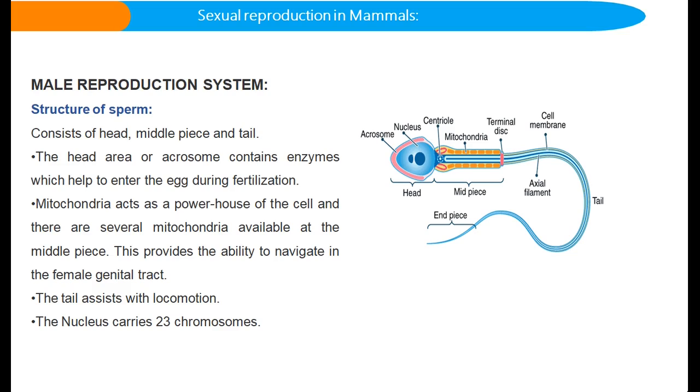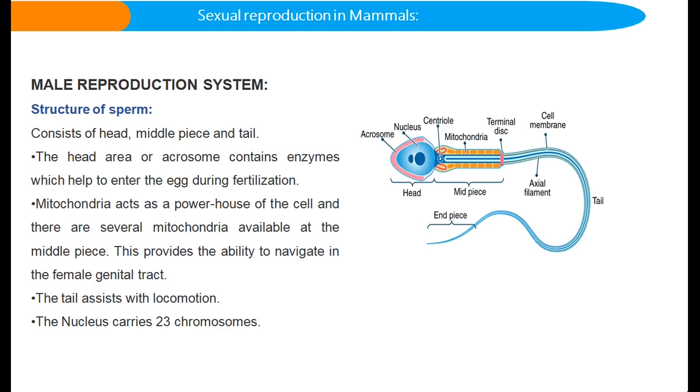And coming to the structure of sperms. Generally, the sperm consists of a head, a middle piece, and the tail. The head area or acrosome contains enzymes which help the sperm to penetrate into the egg during fertilization. The acrosome is a sharp structure which helps it to penetrate into the egg or ovum.